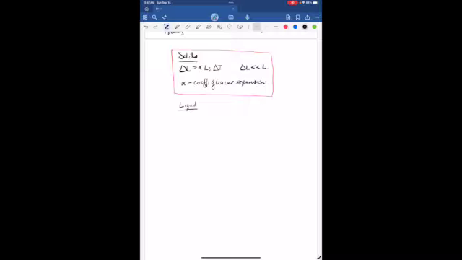So for liquids, we need to think about the volume instead. For a liquid, the change in volume is proportional to the initial volume and proportional to the change in temperature. The constant of proportionality, beta, is called the coefficient of volume expansion.